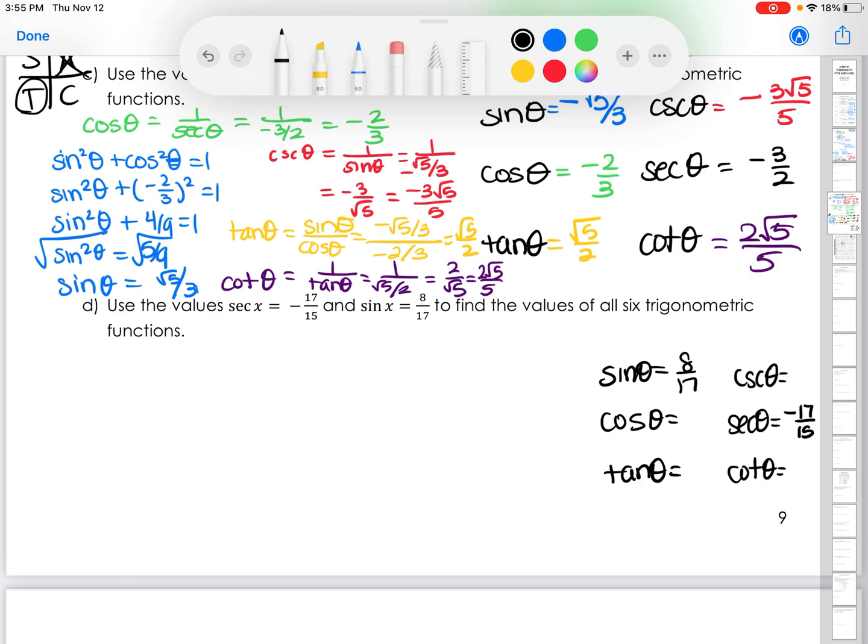Okay. So we also can figure out what quadrant we are in pretty simply. All students take calculus. If secant is negative, cosine is negative. So we can't be in the first quadrant. And sine is positive, so we're in quadrant number 2. We should expect tan to be negative. All right, so let's find cosecant if we know sine. So cosecant is equal to 1/sine, which means 1 over 8/17, which means 17 over 8.